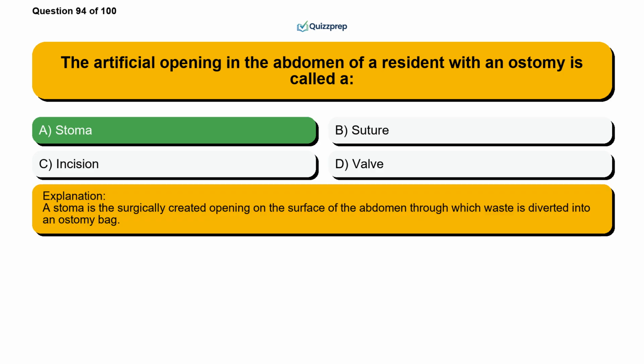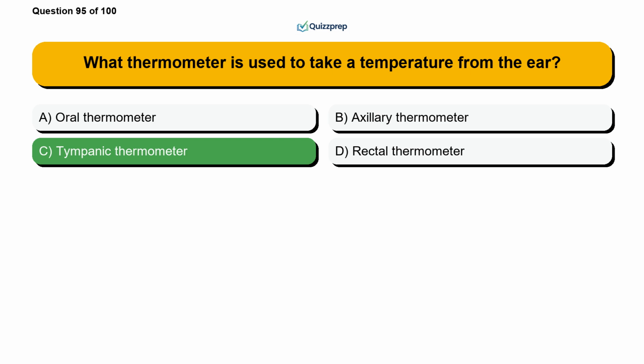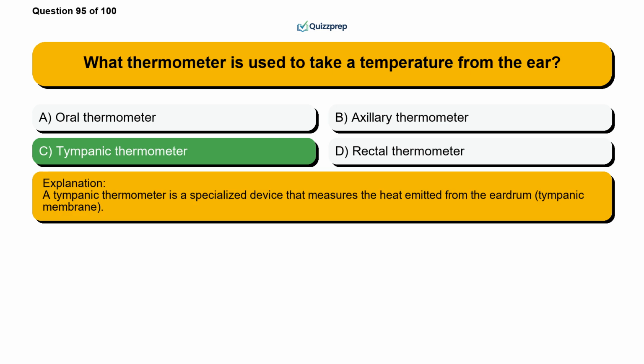A stoma is the surgically created opening on the surface of the abdomen through which waste is diverted into an ostomy bag. Question 95. What thermometer is used to take a temperature from the ear? Option A, oral thermometer. Option B, axillary thermometer. Option C, tympanic thermometer. Option D, rectal thermometer. The correct answer is option C, tympanic thermometer. A tympanic thermometer is a specialized device that measures the heat emitted from the eardrum, tympanic membrane.